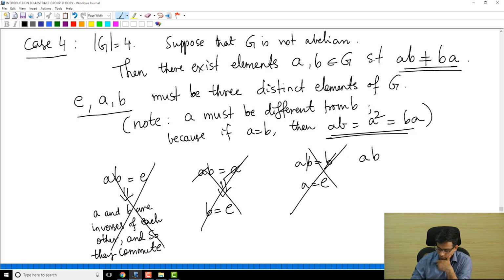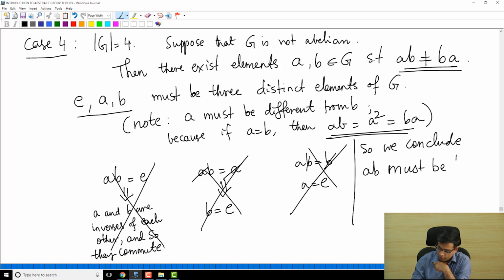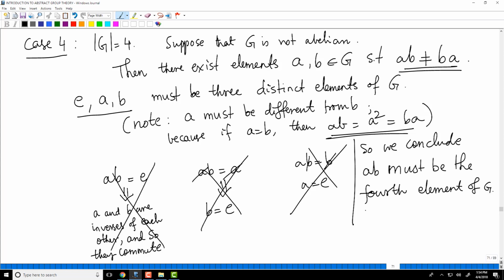So, we conclude AB must be the 4th element of G. So, G must be E, A, B, AB, right, because we already have 3 elements E, A, B and AB can't be any of them. AB can't be E, AB can't be A, AB can't be B. So, AB must be the 4th element.